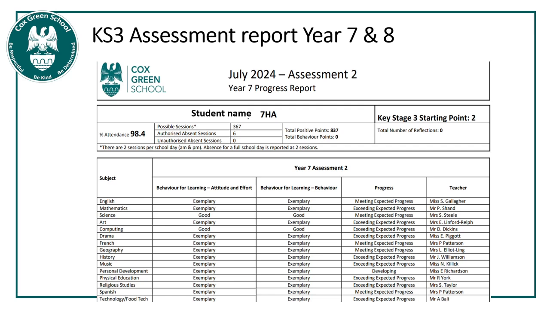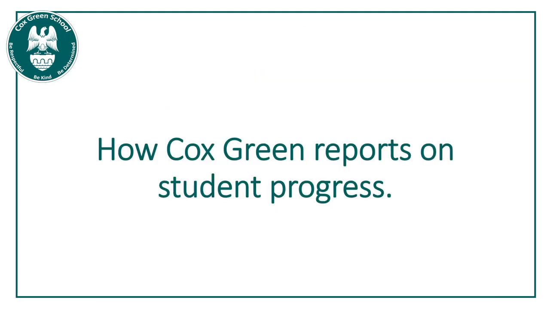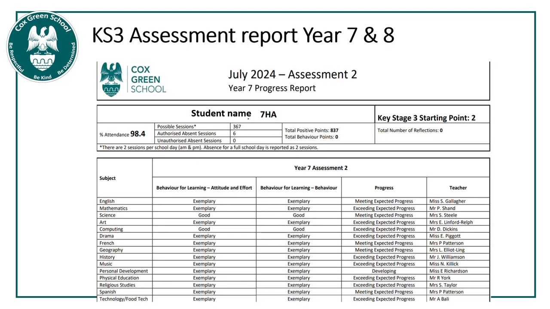So the report that is on the screen currently is the sort of report that you would see. Just starting at the top, you can see that there is a general overview of the attendance from the beginning of the year. This always runs from September all the way through to the point at which the report has been published, and then a breakdown on authorised and unauthorised absences. There is again a breakdown on positive points and also behaviour points, and then on the right hand side the number of reflections.